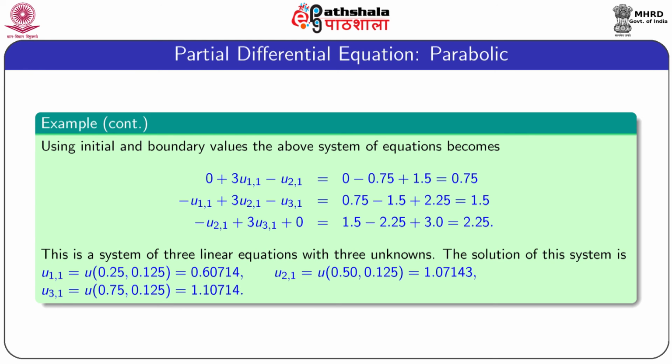u11 equal to 0.60714, correct up to 5 decimal places, u21 equal to 1.07143, u31 equal to 1.10714. Now, u31 means the value of u when x equal to 0.75 and t equal to 0.125. So, using this technique we have determined the values of u for different mesh points.